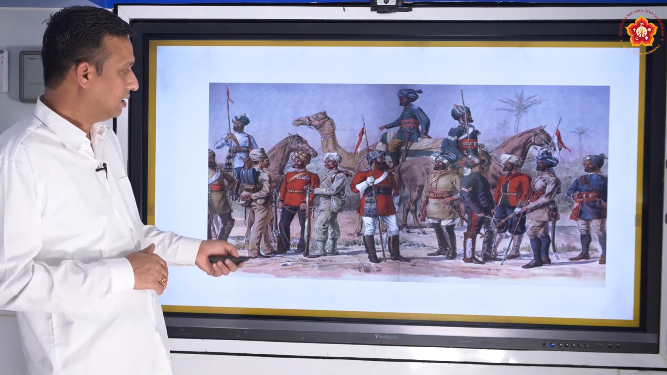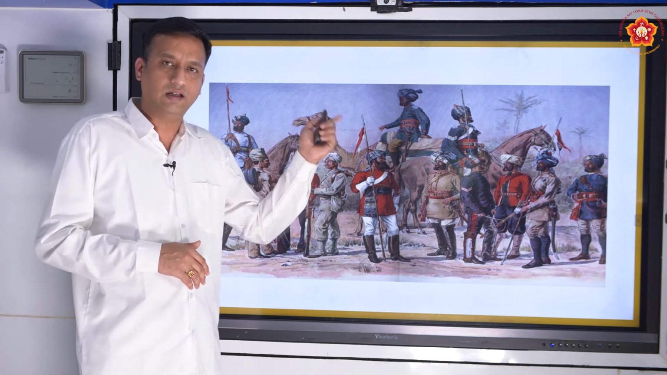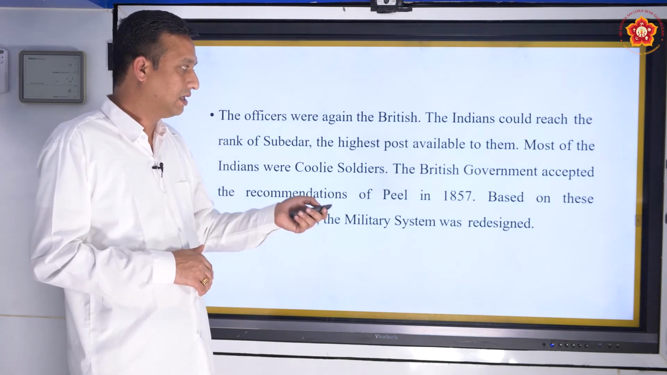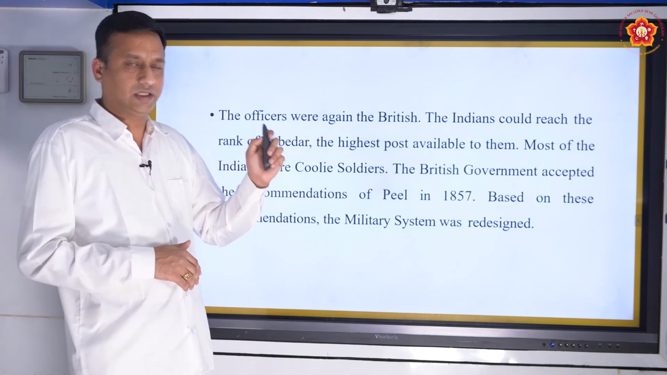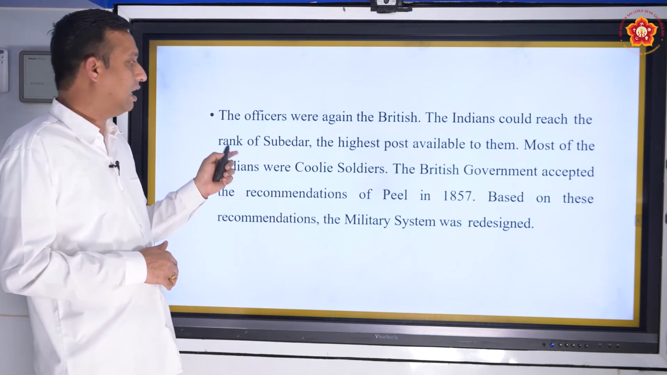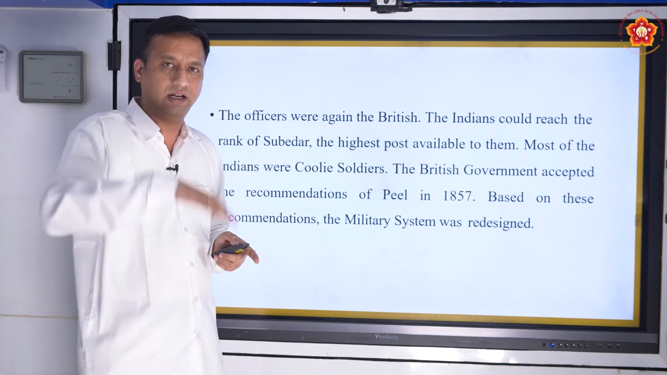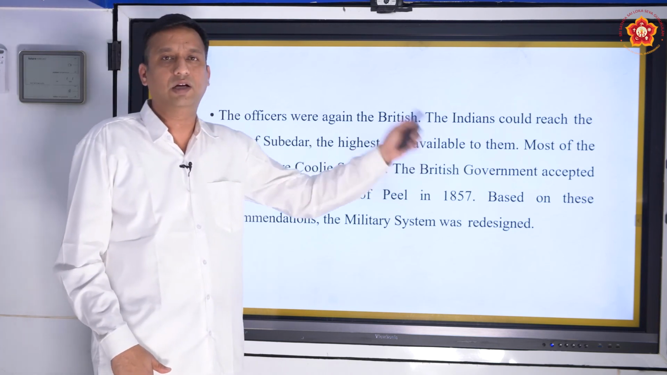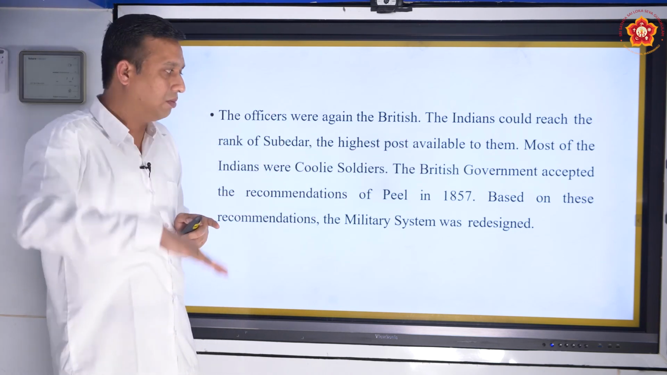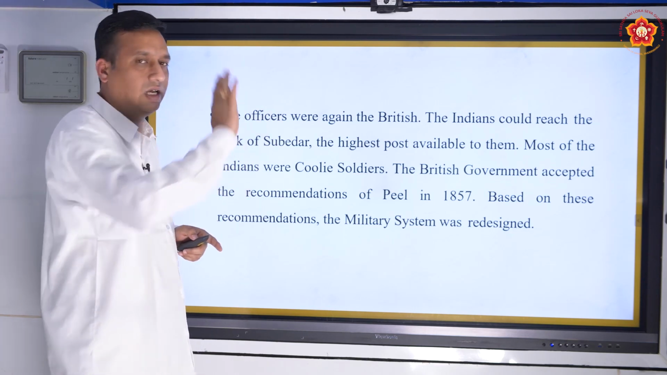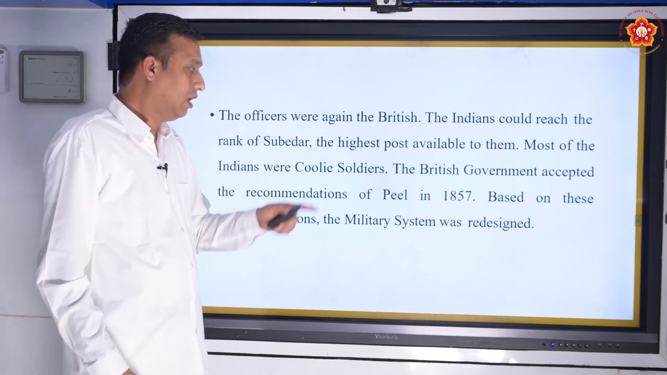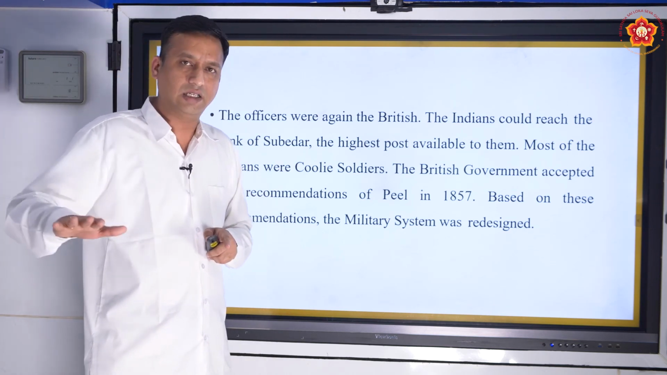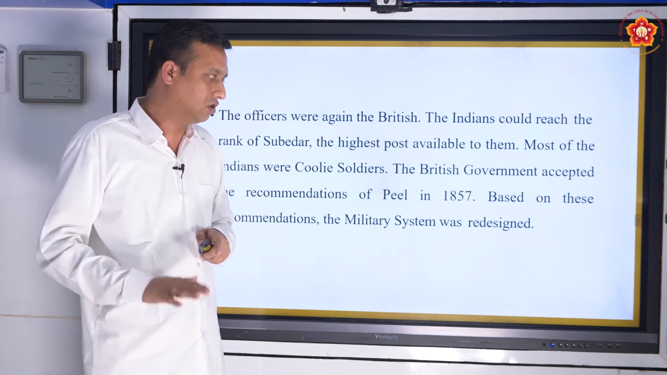So you can see here, all these are Indians, but under the control of the British soldiers or policemen. The officers were again the British. The Indians could reach the rank of Subedar. In that military hierarchy, Subedar was the highest post available to Indians. Means there were many other posts, but among them the highest given to Indians was Subedar. Most of the Indians were coolie soldiers, the lowest rank among the soldiers.